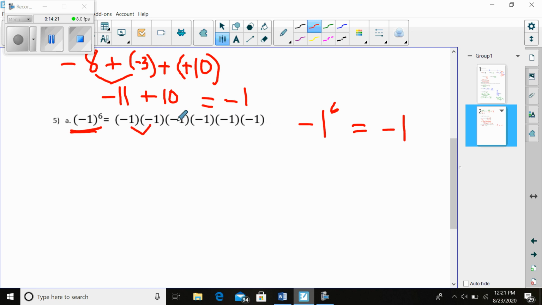So as I mentioned, every pair makes a positive. Anytime I'm multiplying an even number of negative factors, I'm going to get a positive. If I have an odd number of negative factors, I'm going to get a negative. So this would be positive 1. The next exercise was negative 7 to the first, and that would result in an extra negative 1 up here, which would result in a positive 1 times negative 1.